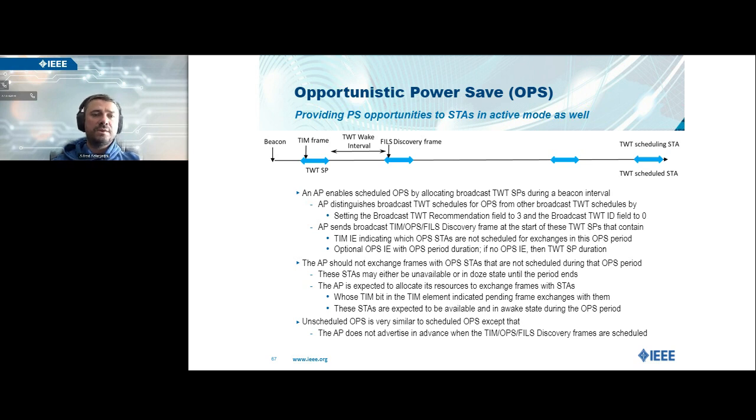So between the two modes, the unscheduled OPS is very similar to the scheduled OPS, except that the AP does not advertise in advance in the beacon when these action frames are scheduled to be delivered. So the station is expected to be awake and waiting for these action frames to come without knowing when they are going to come, which is not the case for the scheduled OPS, where the access point tells in advance in the beacon that this action frame is expected to come in, say, 3 seconds.